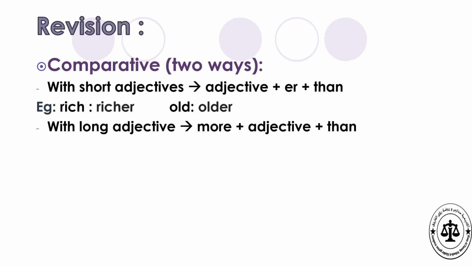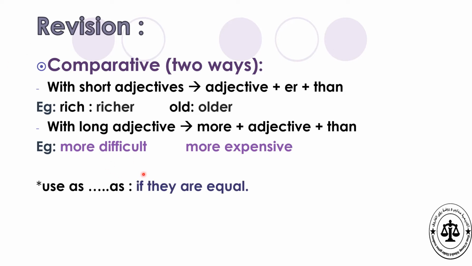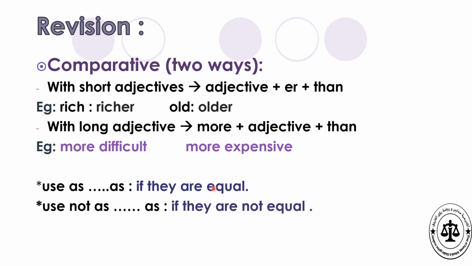And with long adjectives, we use more, the adjective, and than. Long adjectives are the adjectives that have more than one syllable, like more difficult, more expensive. And the second way is to use as if the two items are equal, يعني the same, or not as if they are not equal, we mean that they are different.